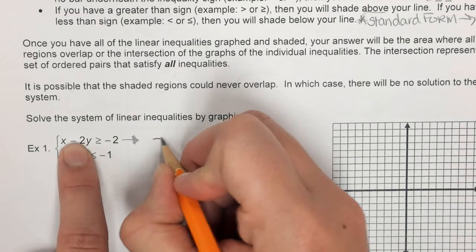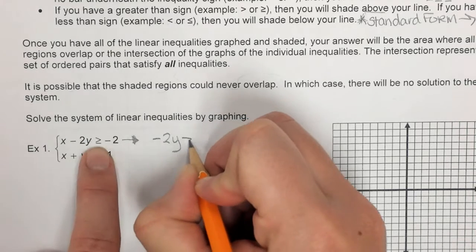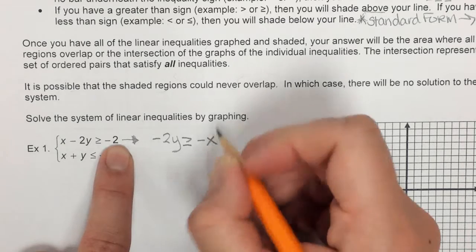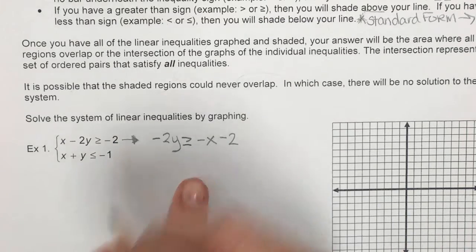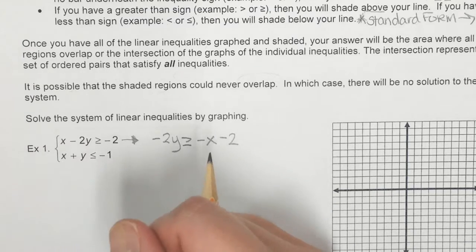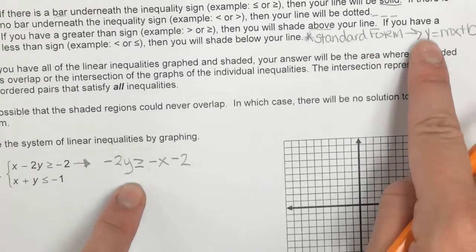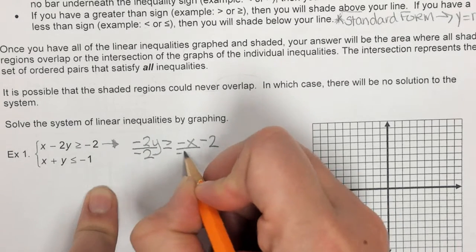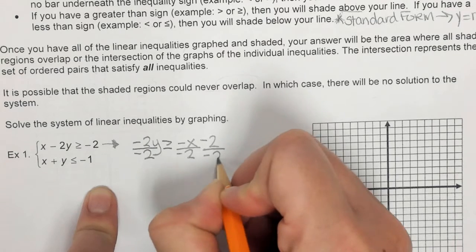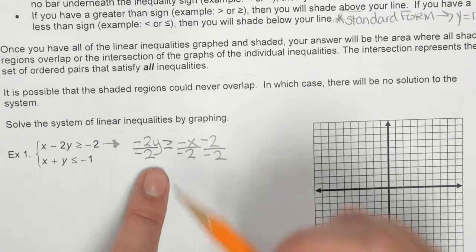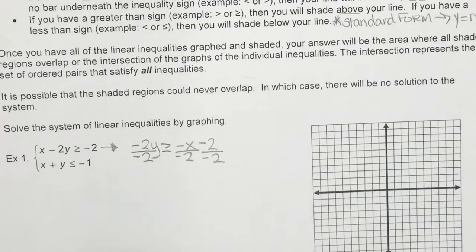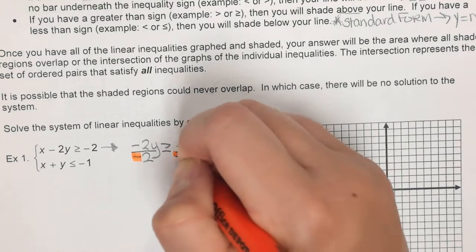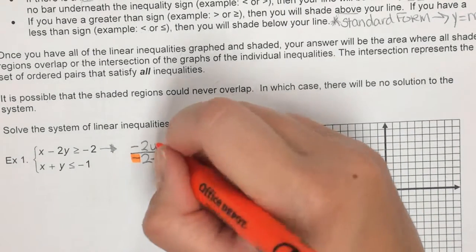So I still have negative 2y greater than or equal to. The x on the other side is going to change signs. It will be negative x minus 2. We all okay with that? Just moving that over. Okay. Now, to get y by itself, right, we would divide by negative 2, right? Okay. When I'm doing that, I have to be careful of something because I'm dividing by a negative. And what does that mean I have to do? I have to flip the sign.